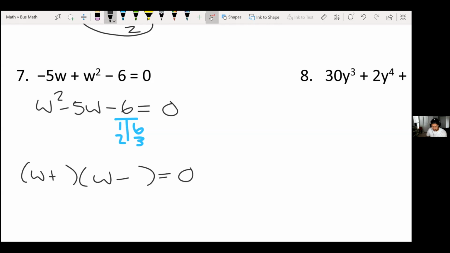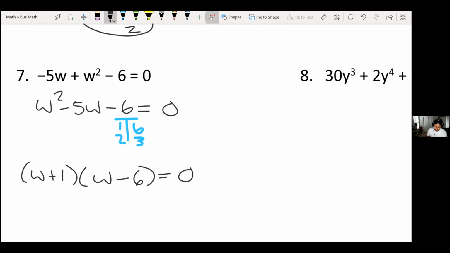Now what factors do we think make -5? Well, if I try 2 and 3, I'm probably going to get a 1, a -1 or a +1. So to get -5, I'm going to go with 1 and 6. And since 5 is negative, I'll put my 6 here, my 1 there.